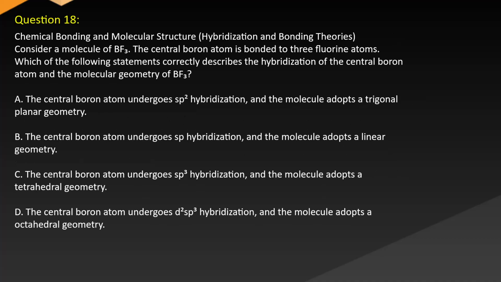Question 18. Chemical bonding and molecular structure, hybridization and bonding theories. Consider a molecule of BF3. The central boron atom is bonded to 3 fluorine atoms. Which of the following statements correctly describes the hybridization of the central boron atom and the molecular geometry of BF3? A. The central boron atom undergoes sp2 hybridization and the molecule adopts trigonal planar geometry. B. The central boron atom undergoes sp hybridization and the molecule adopts linear geometry. C. The central boron atom undergoes sp3 hybridization and the molecule adopts tetrahedral geometry. D. The central boron atom undergoes d2sp3 hybridization and the molecule adopts octahedral geometry.